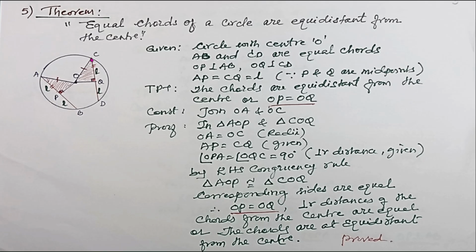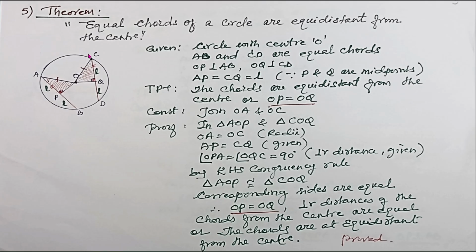Half of chord AB and half of chord CD are equal because P is the midpoint of AB. When we draw a perpendicular OP to AB, it bisects the chord AB, and so also OQ is perpendicular to CD, it bisects the chord CD. The chords AB and CD are equal, therefore half of AB and half of CD are also equal, therefore AP is equal to CQ is equal to L. So please remember that.